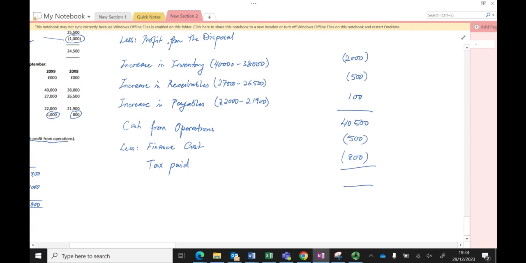So 40,500, take away 500, take away 800, and the answer is 39,200, and that is net cash flow from operating activities. And that's the end of the question.